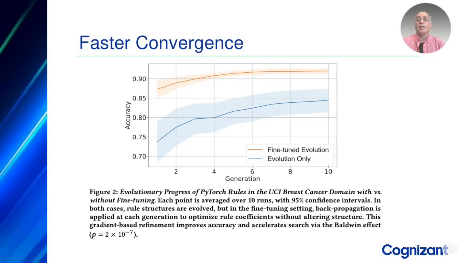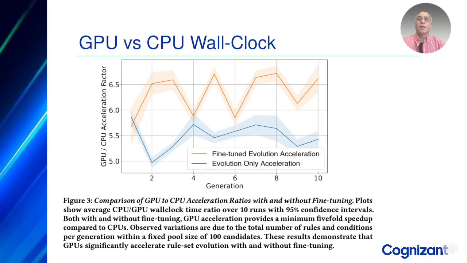This plot shows the accuracy of evolved rule sets over generations in the UCI breast cancer domain. Both curves represent evolutionary progress averaged over 10 runs. The blue line shows pure evolution, while the orange line includes gradient-based fine-tuning of rule coefficients after each generation. With fine-tuning at every generation, accuracy improves more rapidly and converges to higher values faster, demonstrating how hybrid optimization accelerates convergence, like the Baldwin effect.